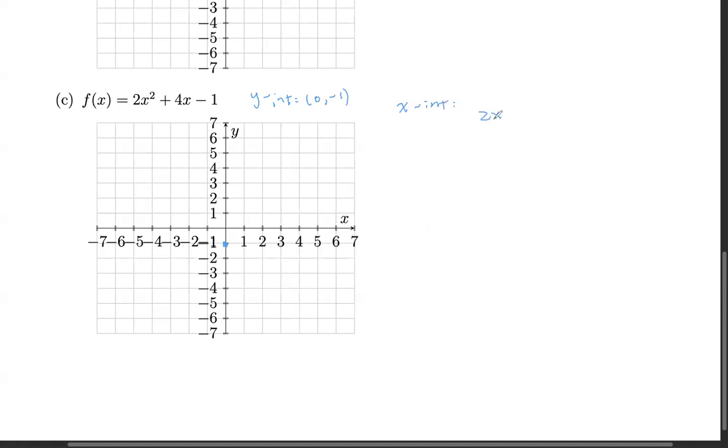we have 2x squared minus 4x minus 1. We want to set this one to be 0. Then maybe move negative 1 to the other side, it becomes positive. So I have 2x squared minus 4x equals 1. Divide by 2, because we see 2 and 4 have a common factor of 2. We get x squared minus 2x equals one half. Then add 1 on both sides.